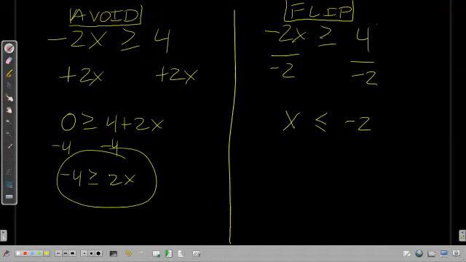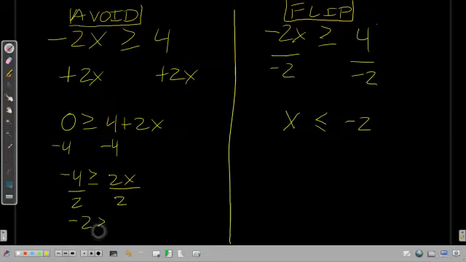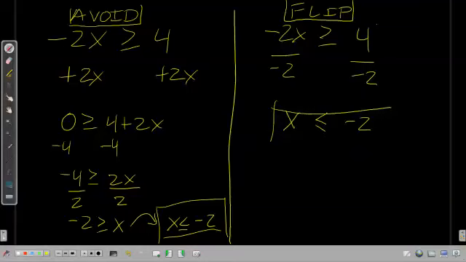Back over here, if I continue and divide by 2, it says that -2 is bigger than or equal to x. This means the same thing as x is less than or equal to -2, because look, the inequality points to x in both cases. And look, we got the same thing. x is less than or equal to -2 in either case.